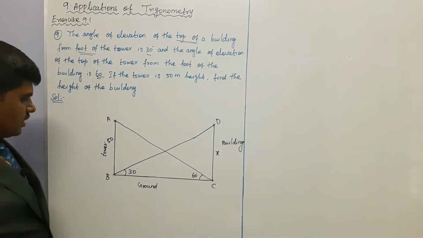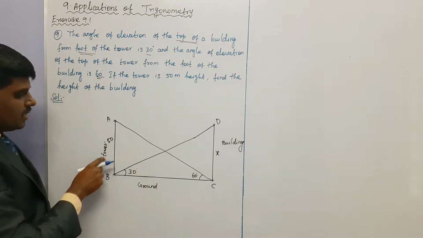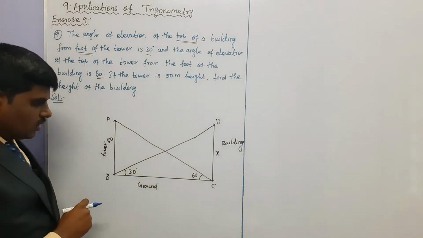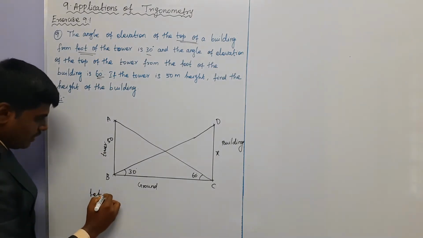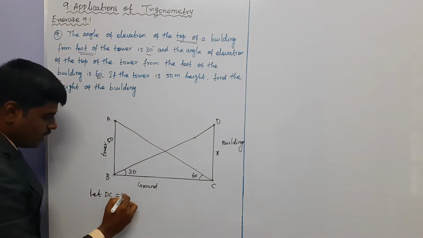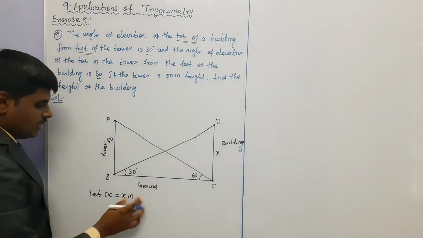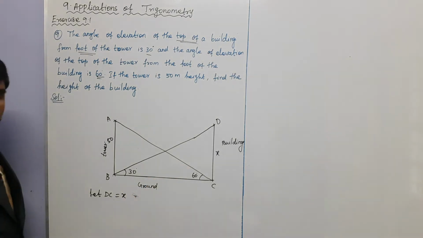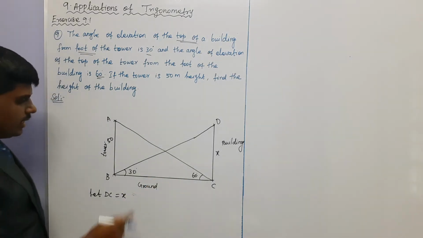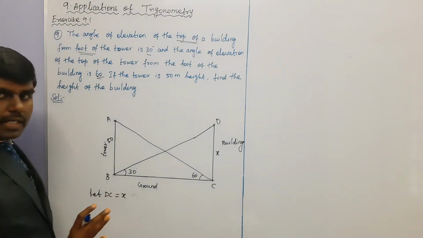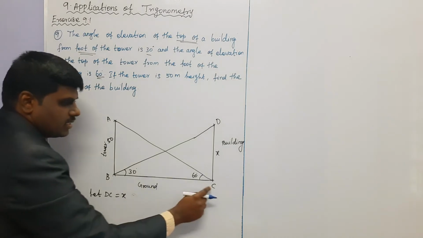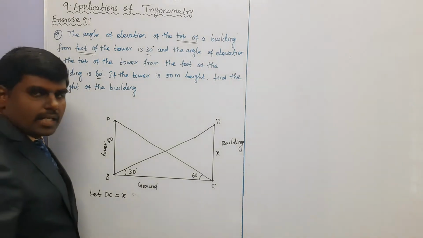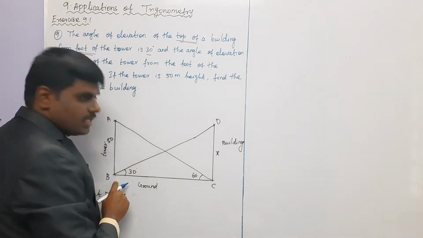First, we know the height of the tower is 50 meters. So as usual, let DC equal X meters. I will choose DC equal to X. Now next, which triangle will you choose? In triangle ABC, the angle at B is 90 degrees.